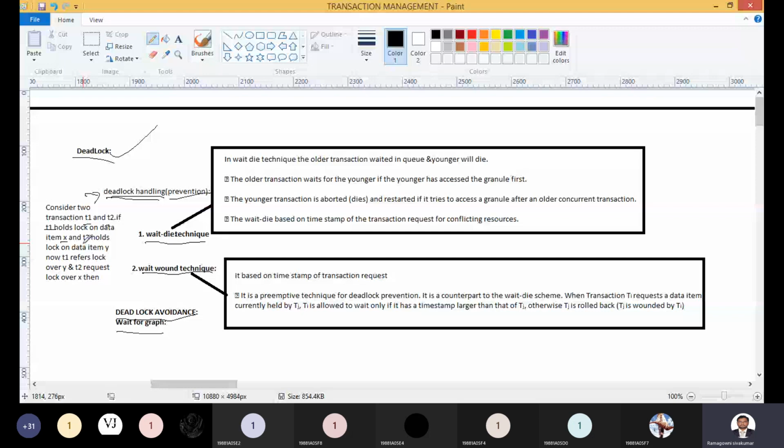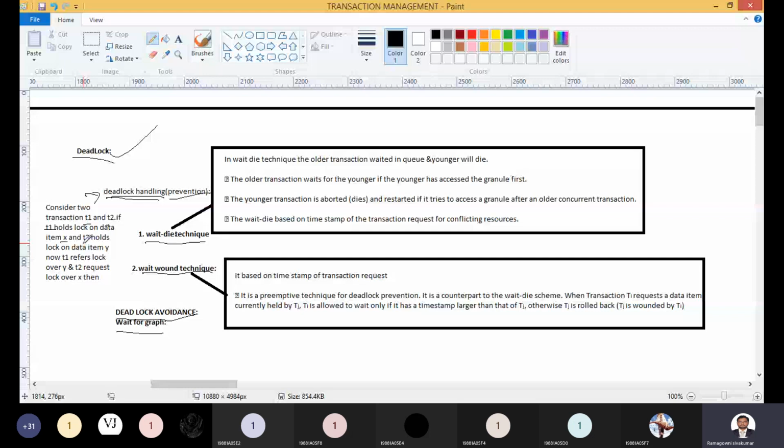The first technique is the wait-die technique. In wait-die, the older transaction waits in the queue, and the younger will die. Coming to wound-wait, here the younger transaction will be in the waiting state and the older transaction is going to die. See, I'm comparing here.